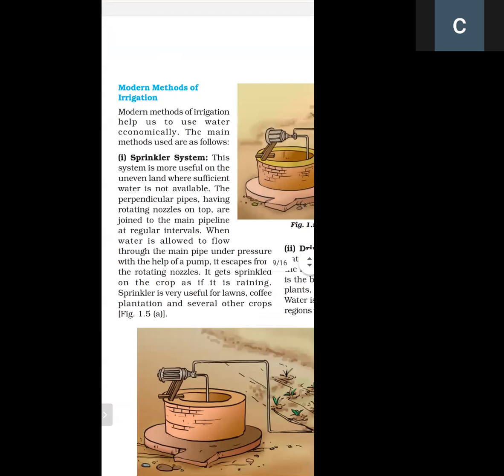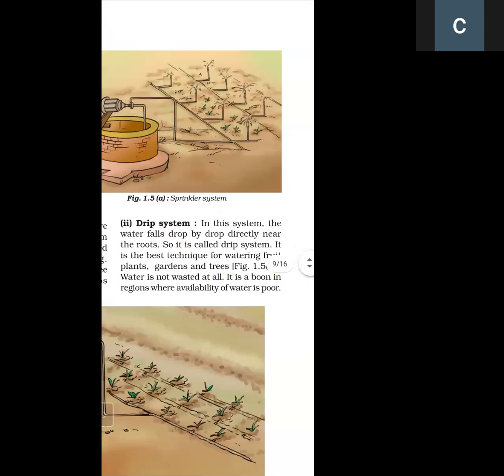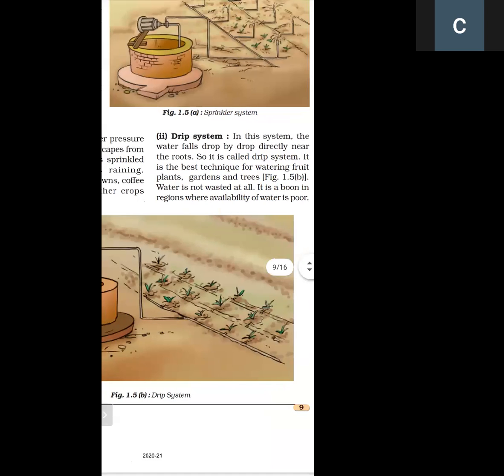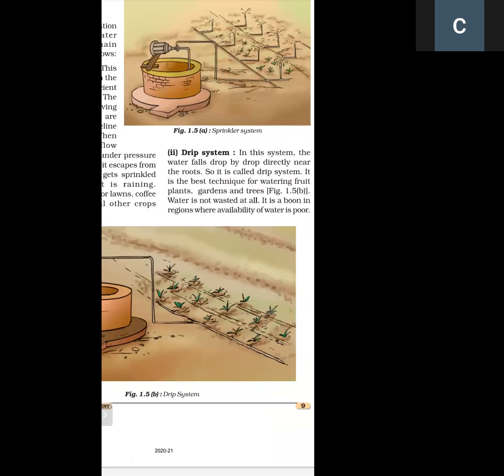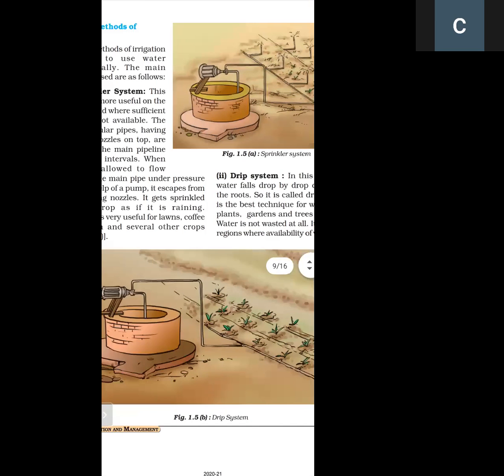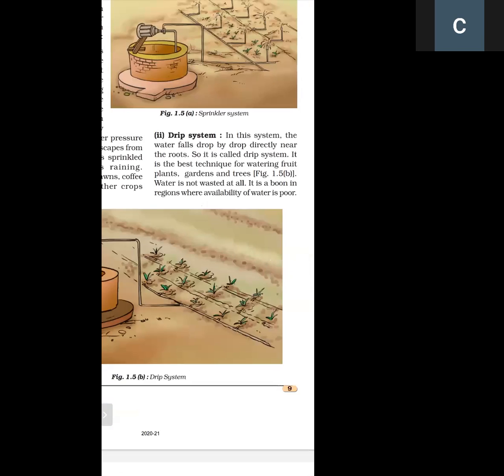Next is the drip system. In this system, we use a main pipe and a pipe with some holes, and these water the plants drop by drop. And this is the best technique of irrigation. And this saves much water as compared to the sprinkler system. And this system is used where there is very little quantity of water.